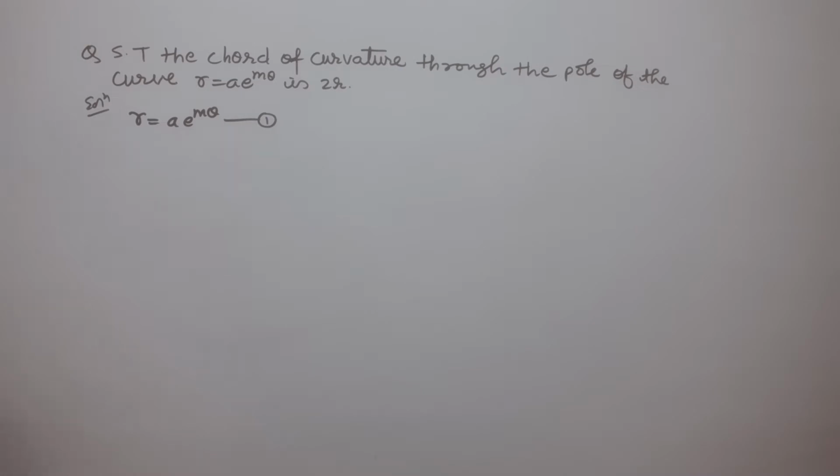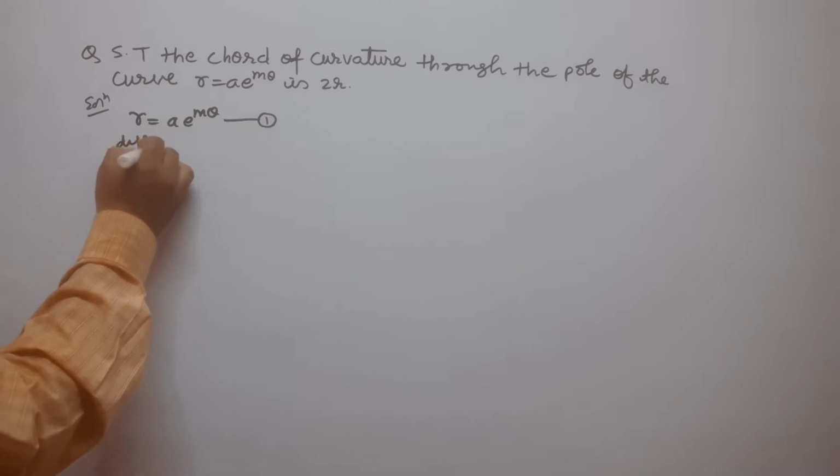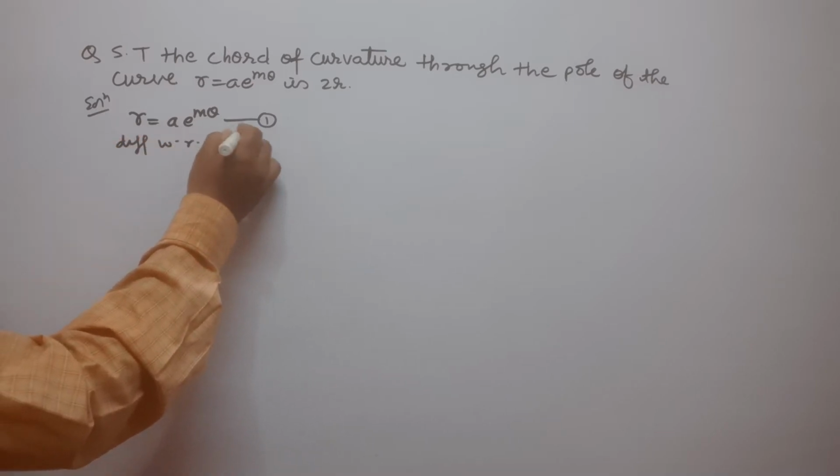And we know that the formula for the chord of curvature through the pole is 2 rho sin phi. So first we find the radius of curvature, that is rho. So we differentiate the given curve with respect to theta.